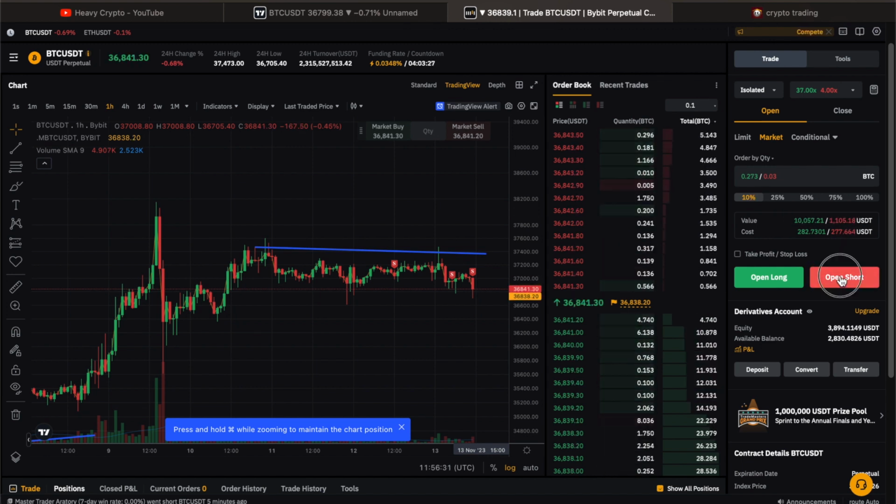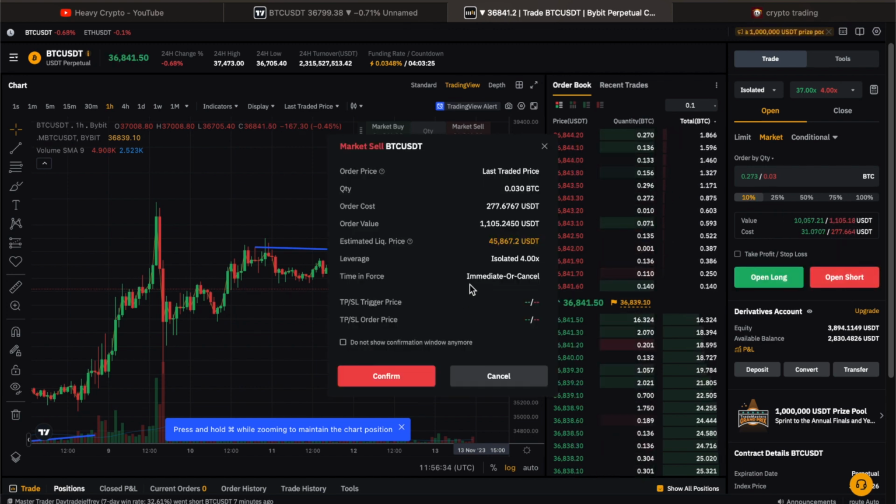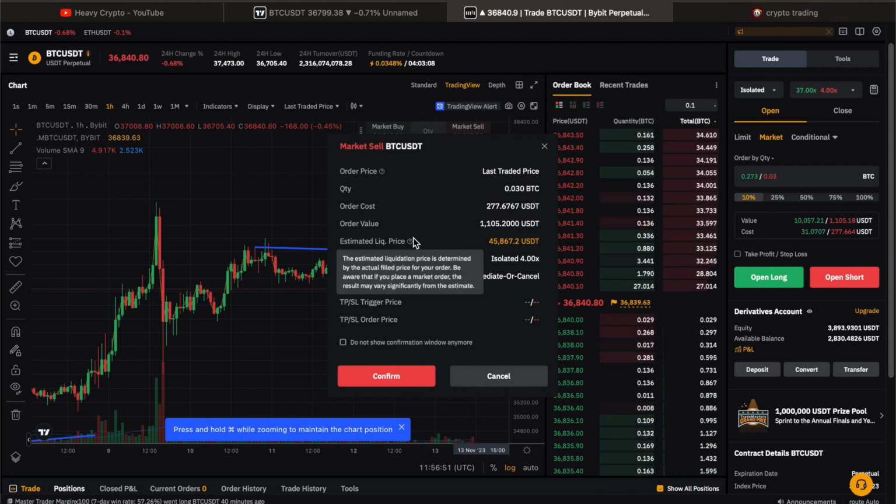So if I click short position right there, you're just gonna enter immediately, and these are the details and stuff like that. Right here, this is very important because it's telling me that if the price of Bitcoin reaches 45,867, I'm gonna lose this 277, and this is called the liquidation price.